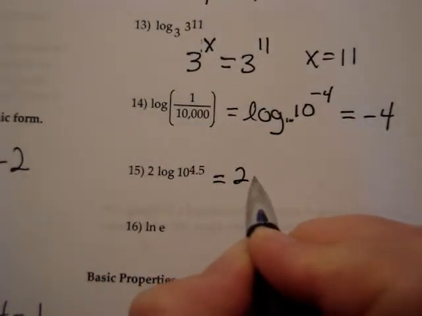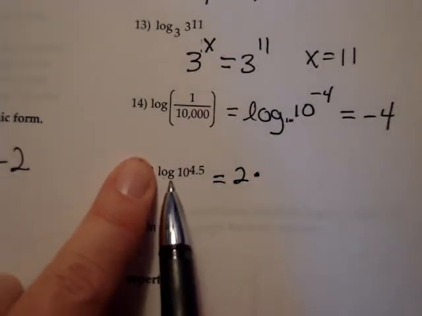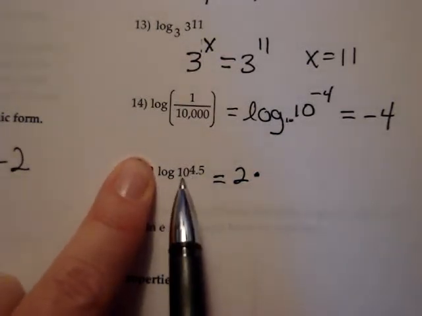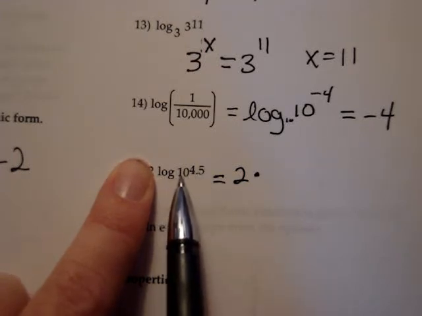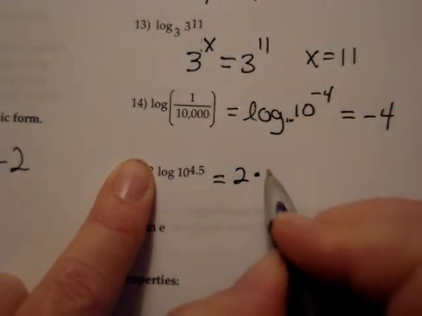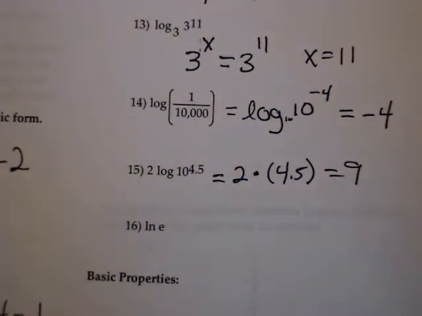So it's just, 2 is just coming along for the ride. It's 2 times whatever. Log, again this is base 10, of 10 to the 4.5. Well, the base 10 log and the base 10 exponential match, therefore they are inverses and undo each other, and I'm left with 4.5. So the answer here is 9.